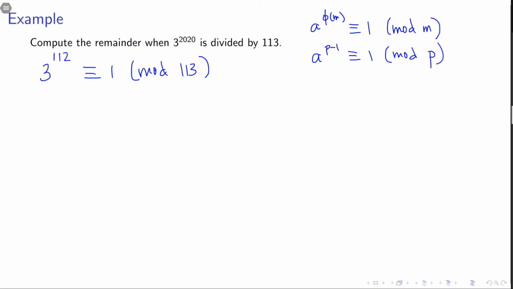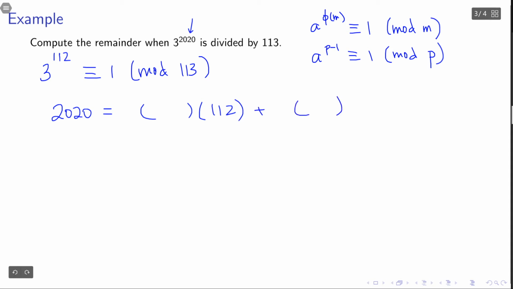So, how does that help me here? Well, you have 2020 in the power here. So if I can write this as something times 112 plus another thing, right, using the division algorithm, then I know that I only really have to raise 3 to the remainder there, because 3 to the 112 is just going to give me 1 anyway. So, okay, let's divide. All right, 2020 divided by 112, turns out that's 18. And that will give you a remainder of 4.